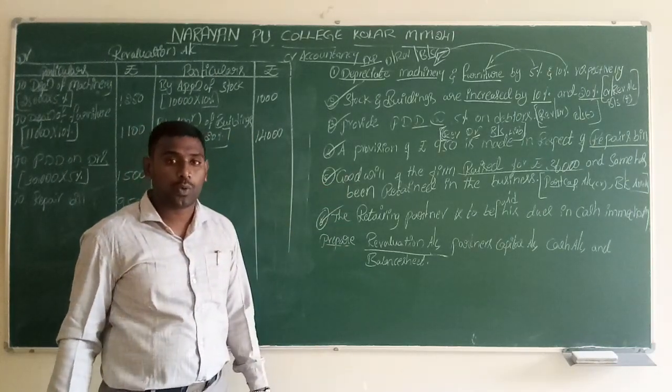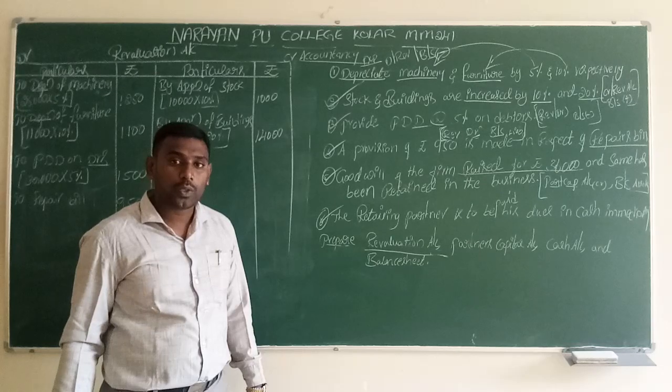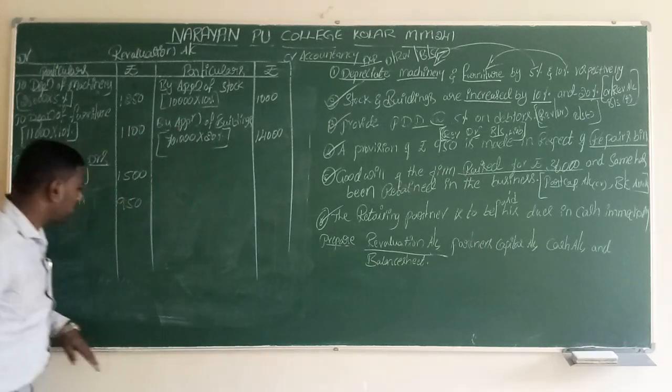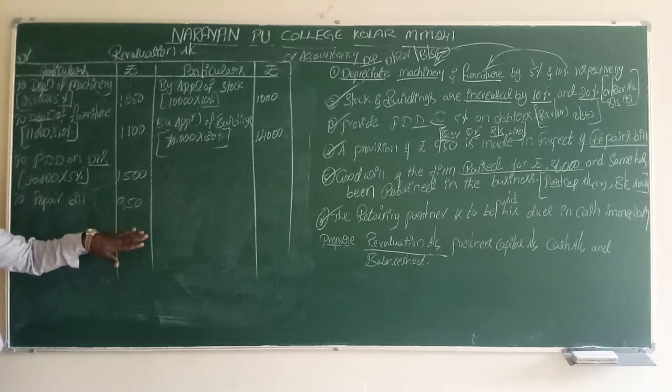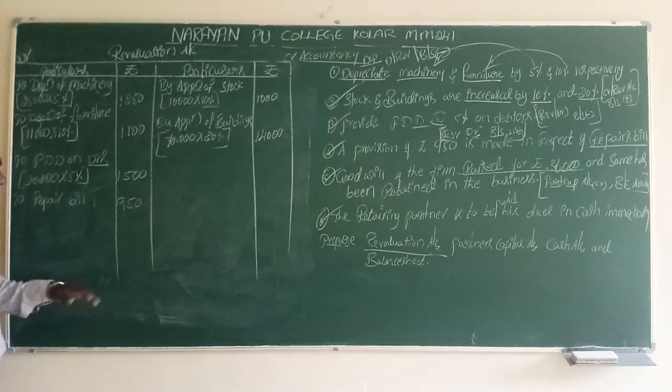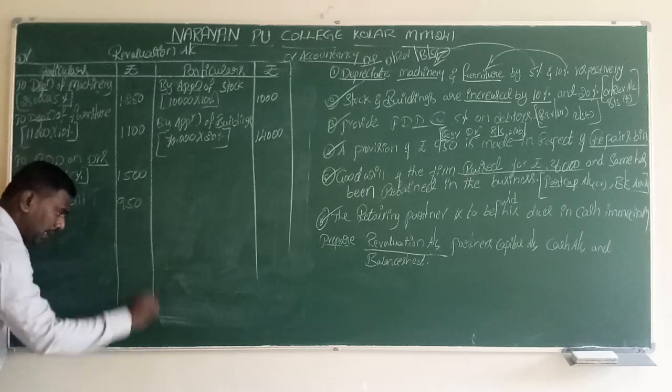Now it's time to close the revaluation account. How to close the revaluation account? By giving space, what we have to write on the debit side. For a minimum of 3 to 4 lines we will give the space. Later we have to close the account. So here I will close it.